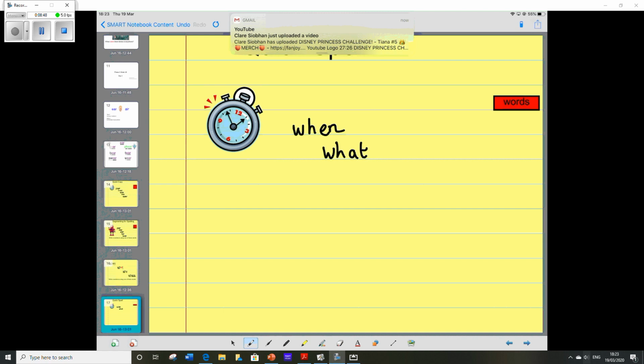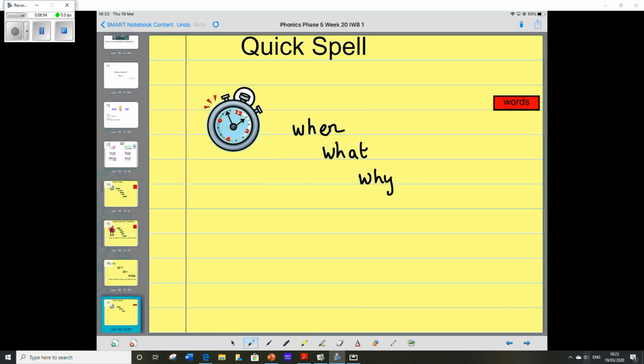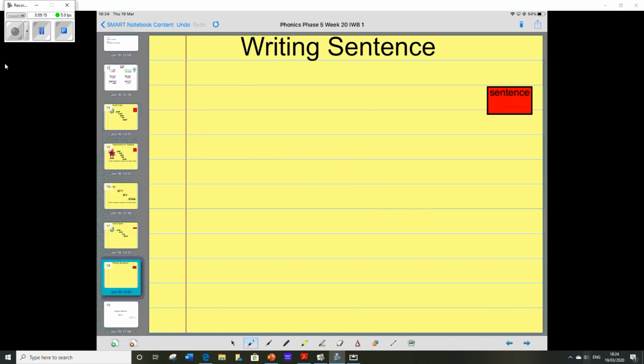Third word is why. And your final word is where. 1, 2, 3, 4, 5. Where. So are you ready for the final challenge? Wipe your boards, get ready, because I'm going to say a sentence that I want you to have a go at writing, and you need to try to remember it. So I'm going to say it a couple of times, and then I'll give you a few seconds, say it once more, and then you have a go at finishing writing it.